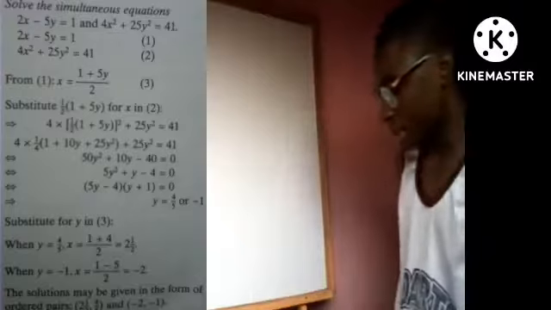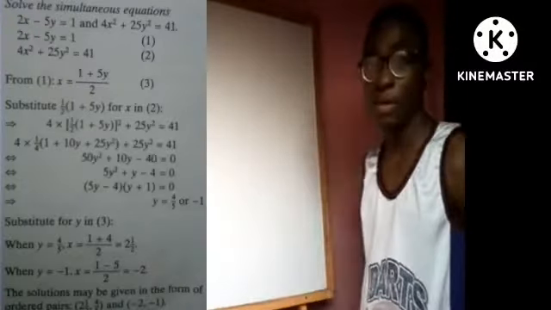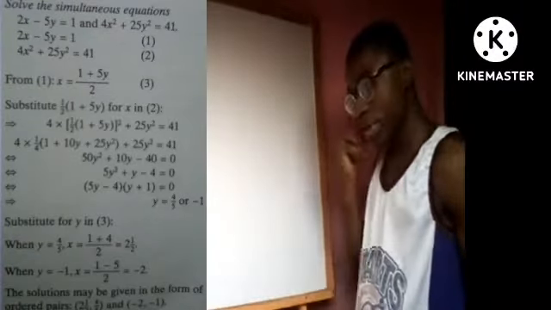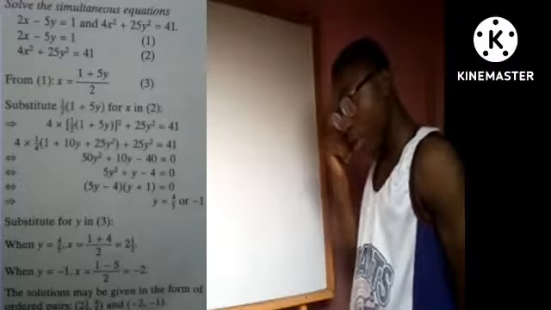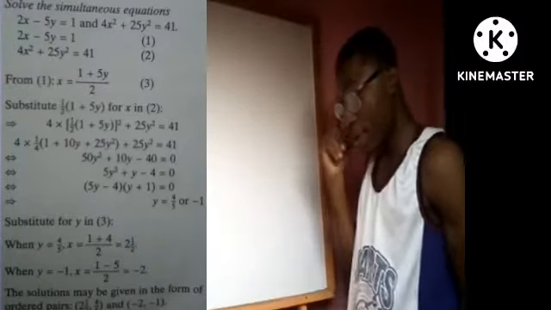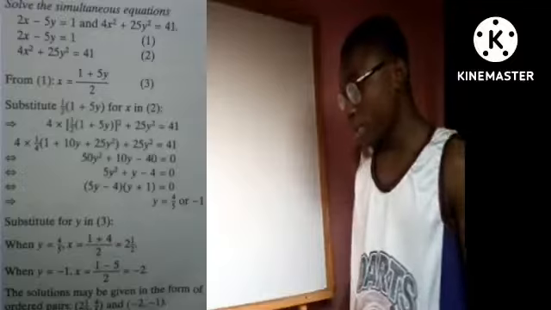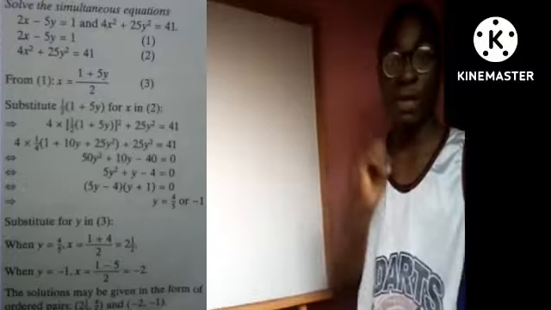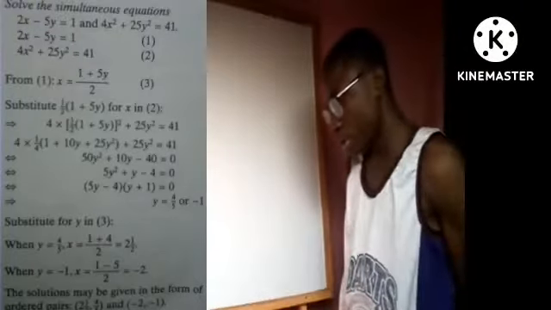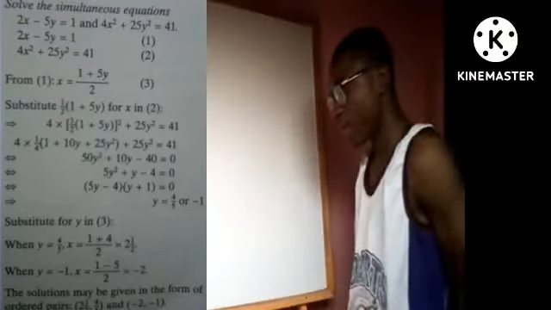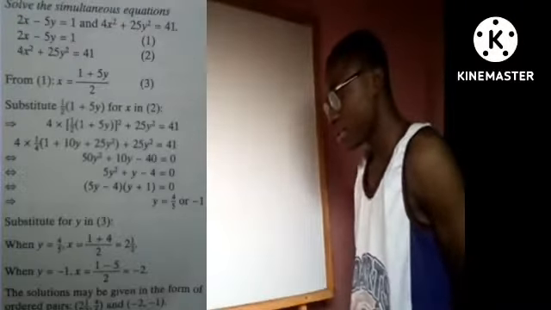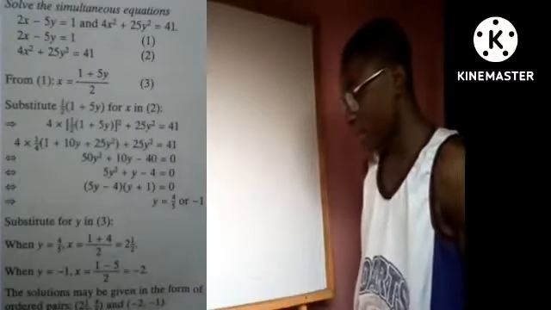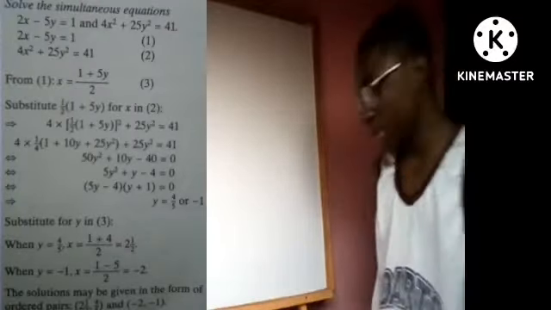The first step to take is to make one of the variables the subject. In this case, we are going to make x the subject from equation 1. So x equals (1 plus 5y) over 2. That will be our equation 3. Now let's substitute the new value of x into equation 2. Anywhere you see x, replace it with (1 plus 5y) over 2. When you substitute that, you have 4 times (1 plus 5y over 2) squared, plus 25y squared equals 41. When you evaluate that, you have 50y squared plus 10y minus 40 equals 0.